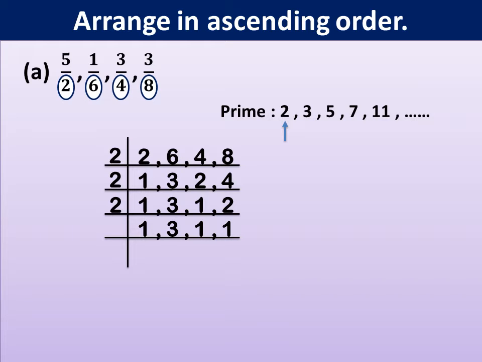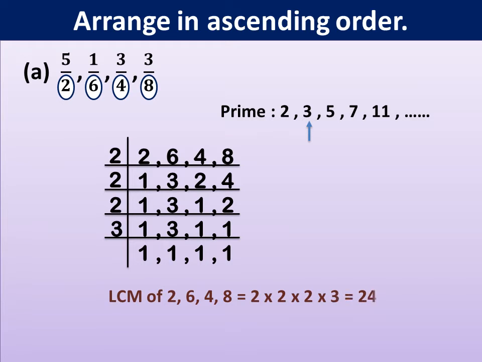Again we take the smallest prime number 2 and divide, but 3 is not divisible by 2, so we take the next prime number 3 and divide. So write 3 to the left of the line. Write 1 as it is, then 3 ones are 3 and write both the ones as it is. If we get 1 for all, that means we are done with our LCM. So LCM of 2, 6, 4 and 8 is equal to 2 multiply 2 multiply 2 multiply 3, which is equal to 24. Let's solve the question.